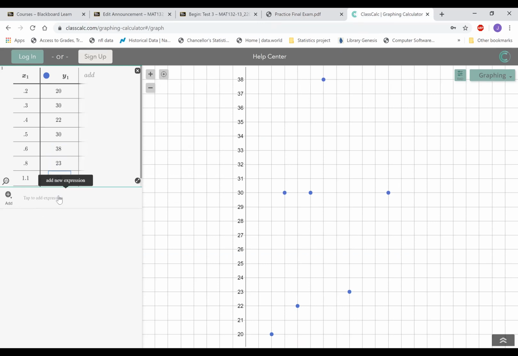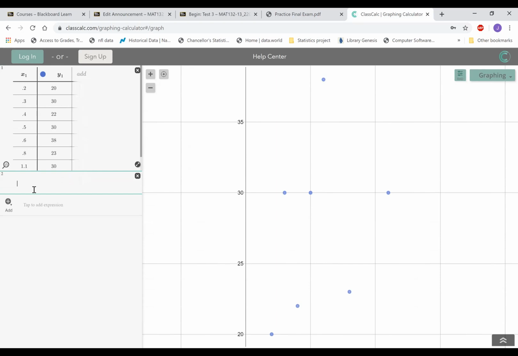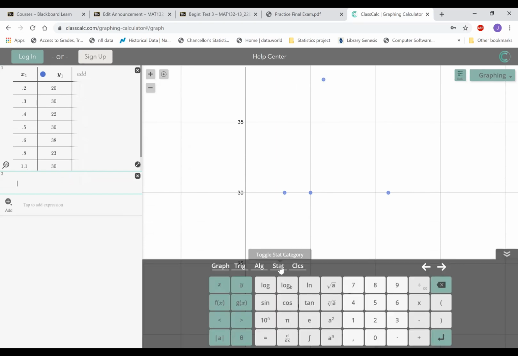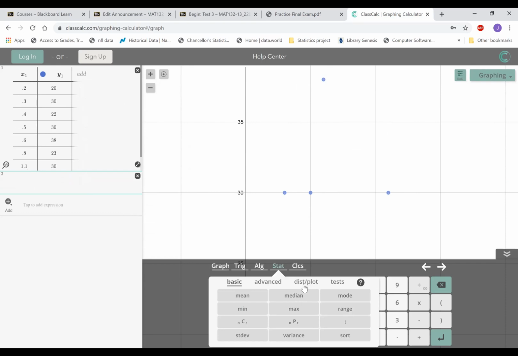All right, up next, we're going to tell the calculator what to do with this information that I just entered. For this one, we'll go right here. Let me get my sidebar back up. We'll go to stats, then advanced, and you go right here where it says linear reg.